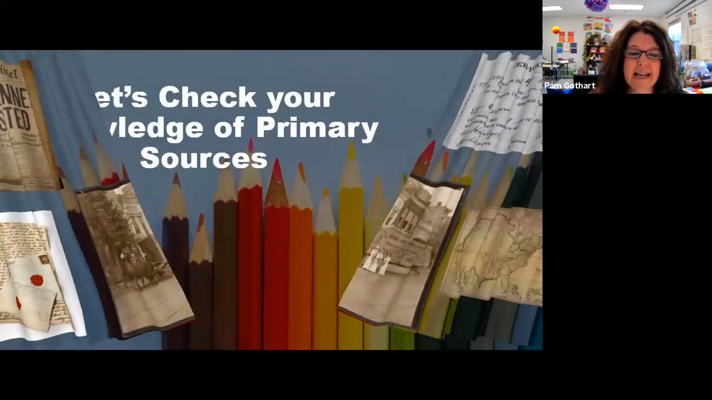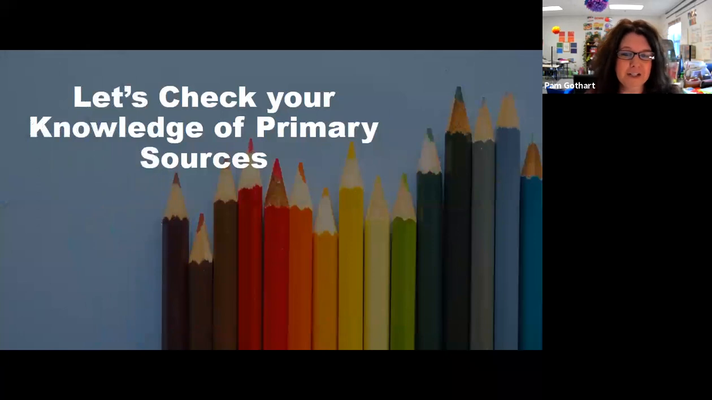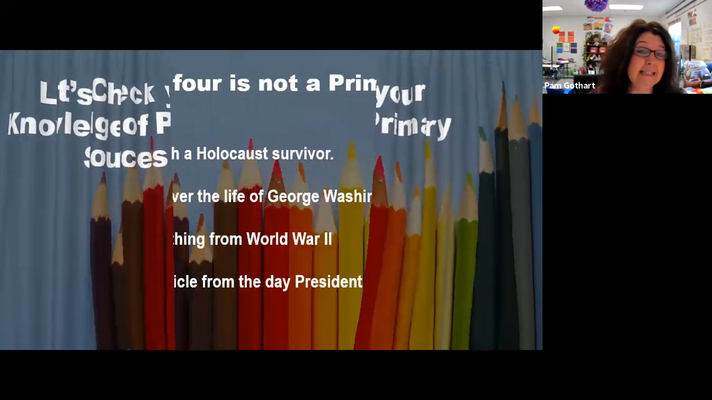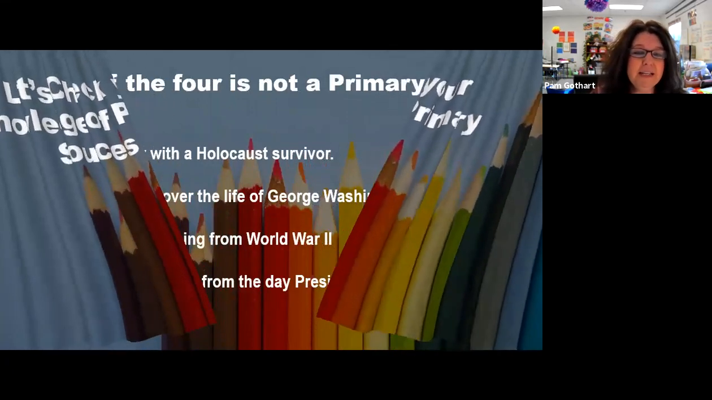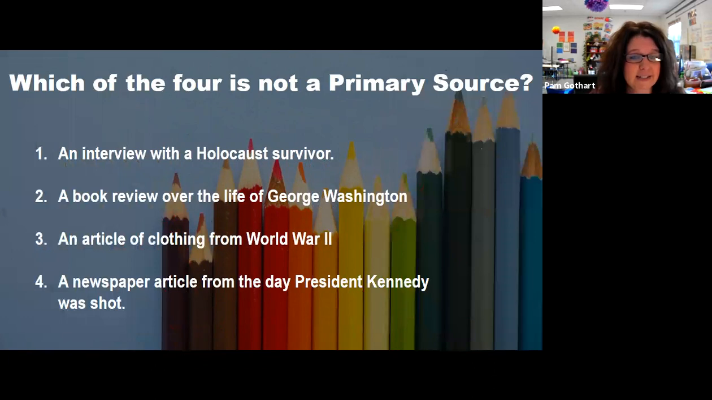So here we're going to take a second and play around and maybe check your knowledge of what you might think a primary source is or what a primary source isn't. So which one of these four would not be a primary source? We've got an interview with a Holocaust survivor. That's number one. Number two, a book review over the life of George Washington. Number three, an article of clothing from World War II. Number four, a newspaper article from the day that President Kennedy was shot.